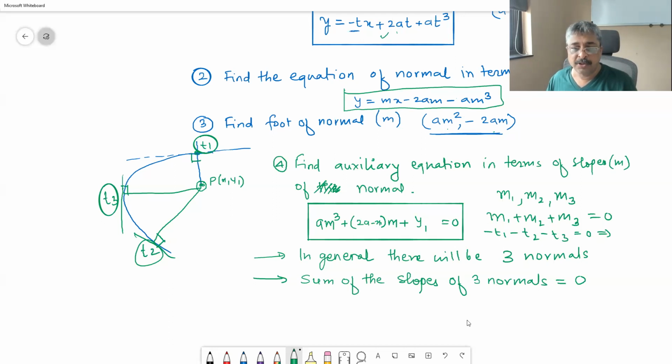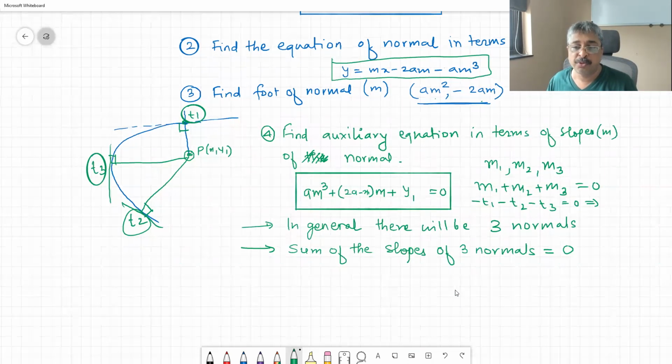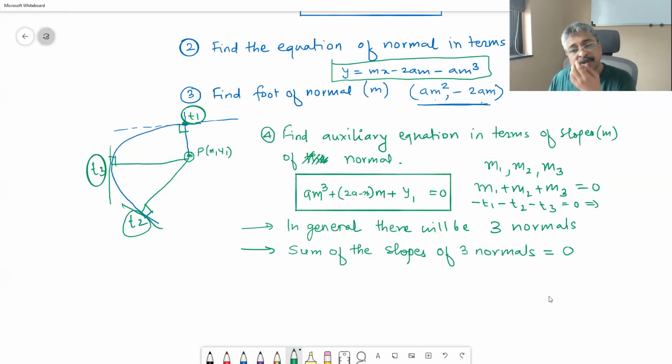So by looking at the coefficients of this cubic in m, we can infer a few more things. And the most important is that the sum of the slopes is going to be 0. Of course, m1 m2 plus m2 m3 plus m3 m1 is 2a minus x1 upon a, that is sigma 2, and sigma 3 is going to be minus y1 upon a. The product of the slopes is going to be y1 upon a with a negative sign. You may want to register that this information is there. Okay. Assume that a is greater than 0.